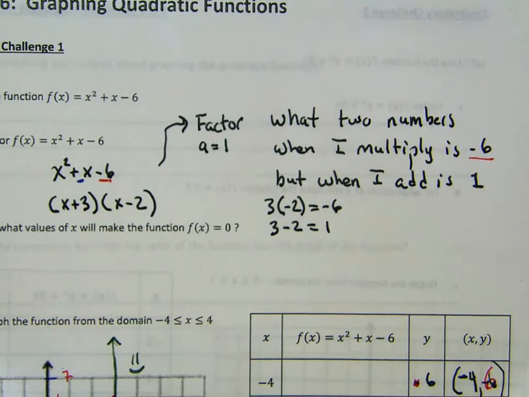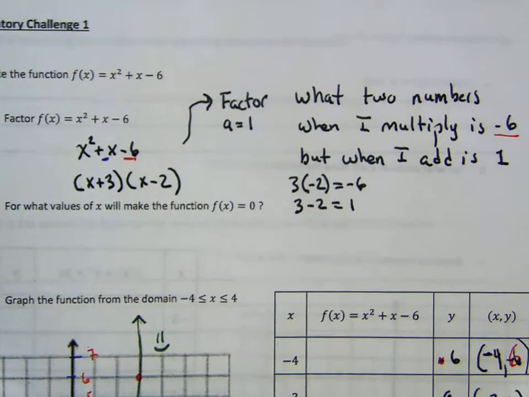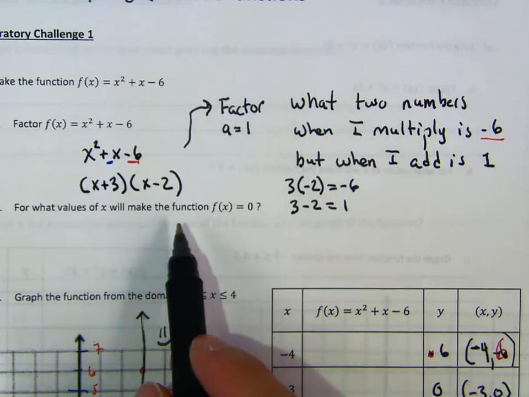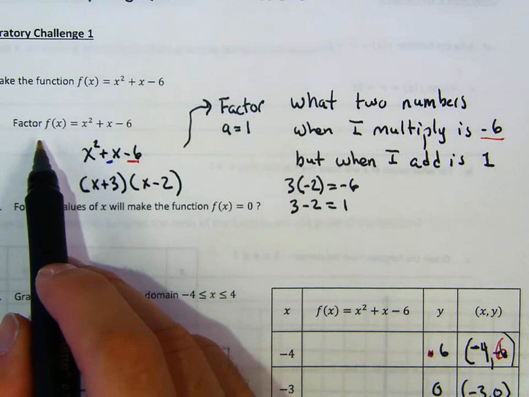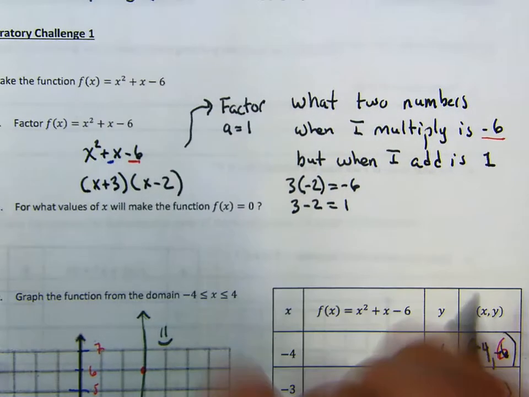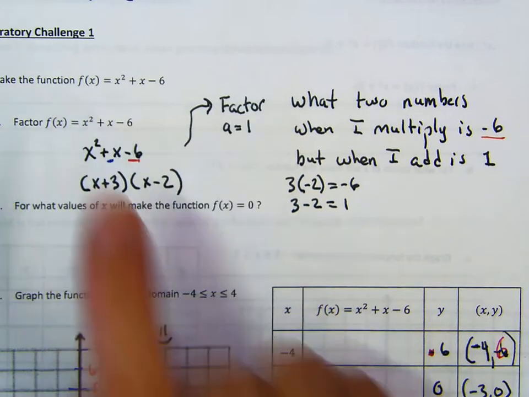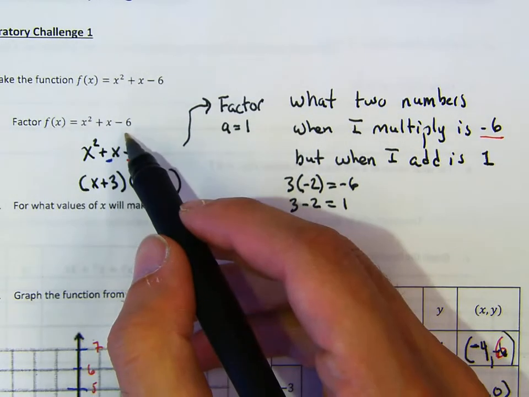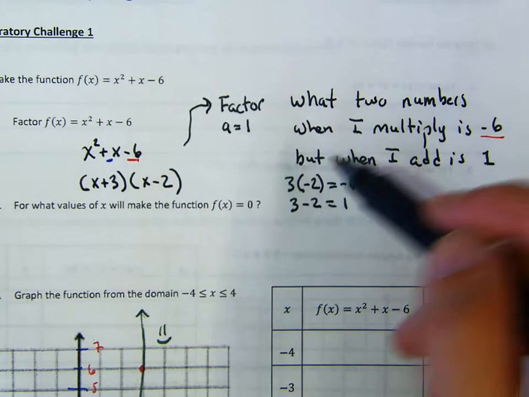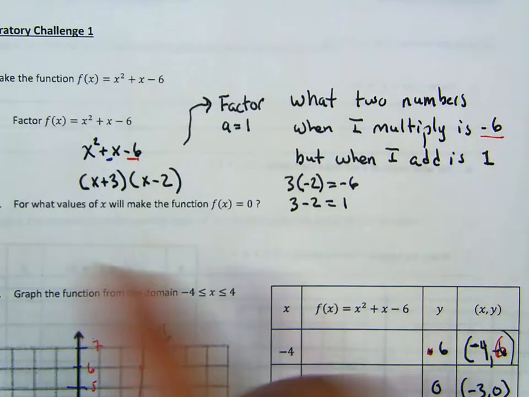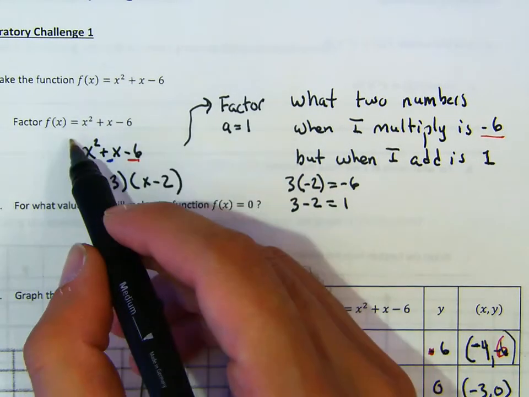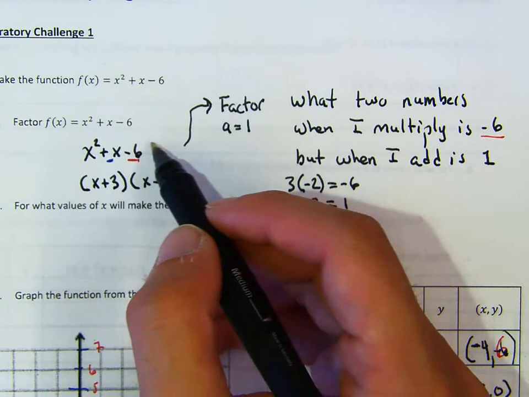Great. Now here, let's take a look at what this question is saying. For what values of x will make the function f of x equal to 0? The idea is, what number, when I plug it into this function of x squared plus x minus 6, what number when I plug it in, I get 0? Like, what happens if I plug in 1? If I plug in 1, do I get 0? When I plug in 2, do I get 0? What about 3? What about 4?